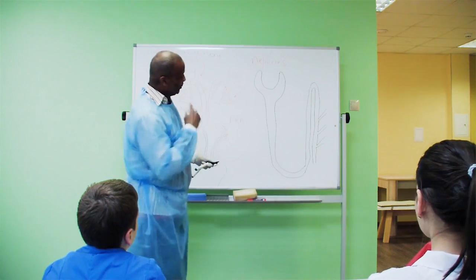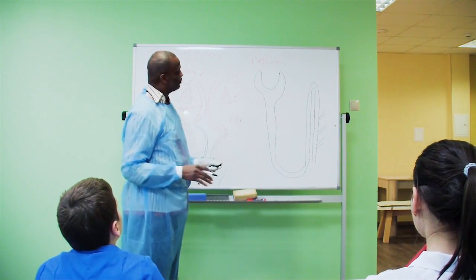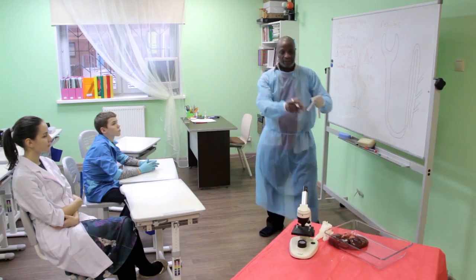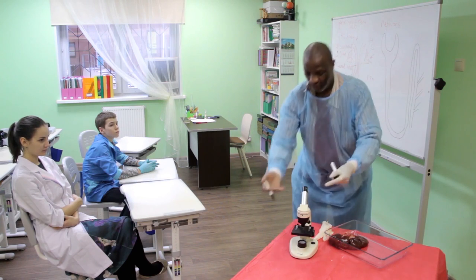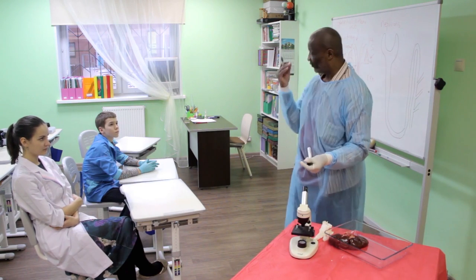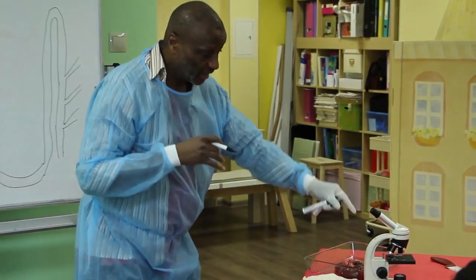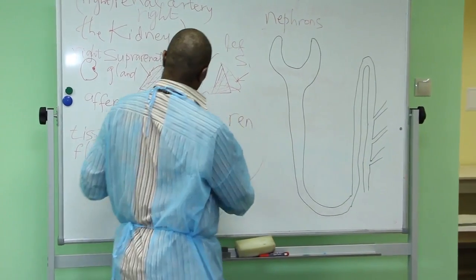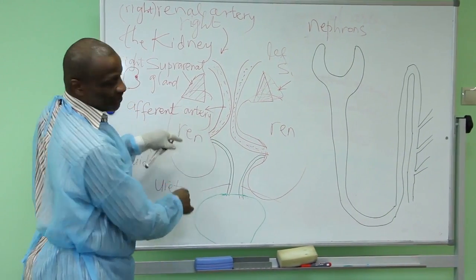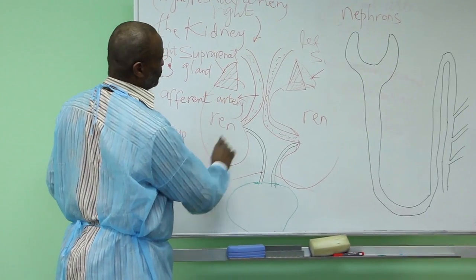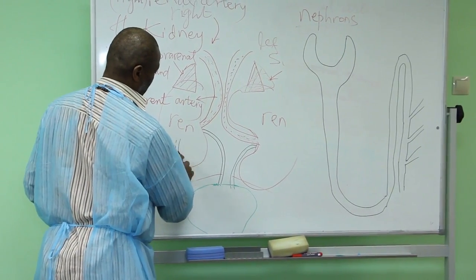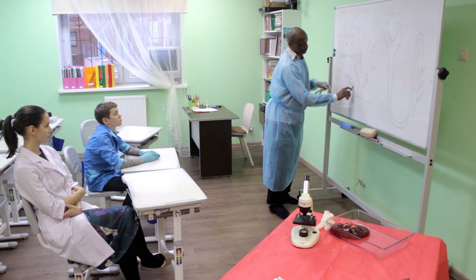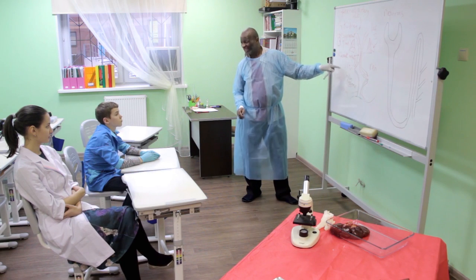Do you understand this diagram somehow? This is the microscopic structure. If you cut the kidney and put it under a very powerful microscope, then you could see some of these structures. So now, this kidney has about 1 million nephrons. Million. About 1 million in each kidney.